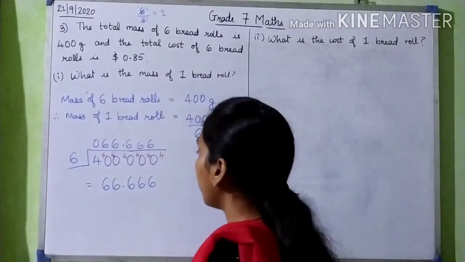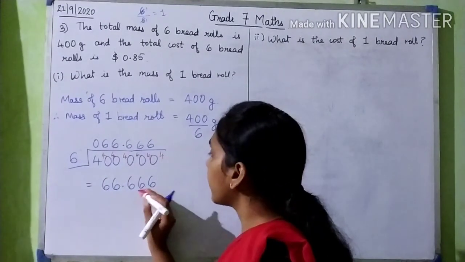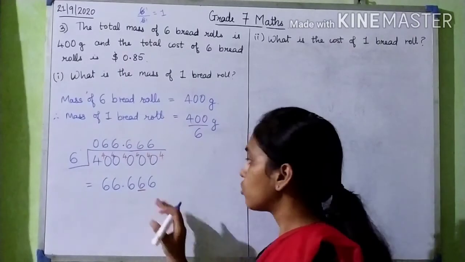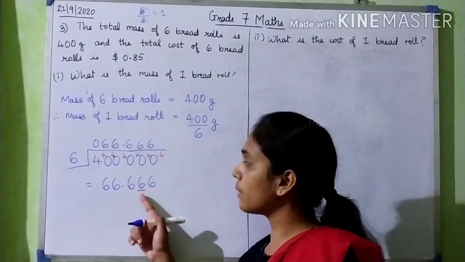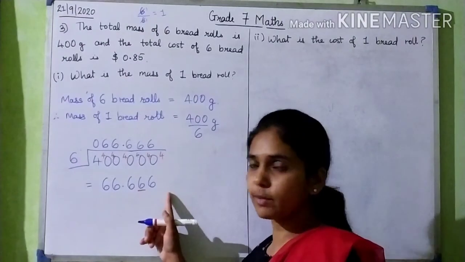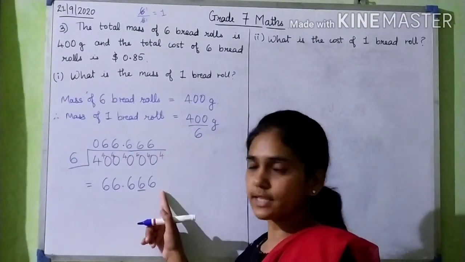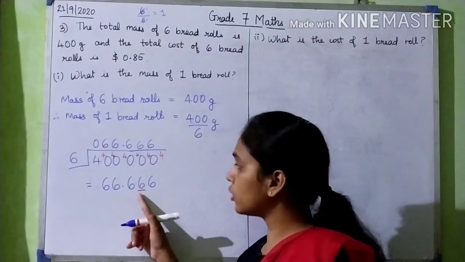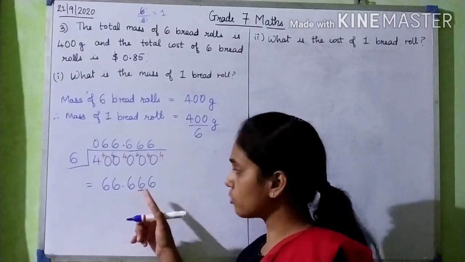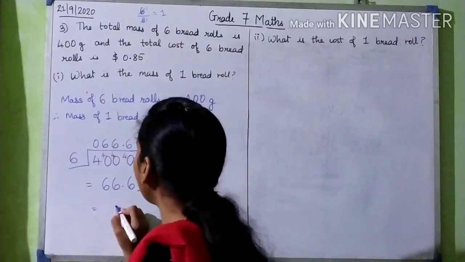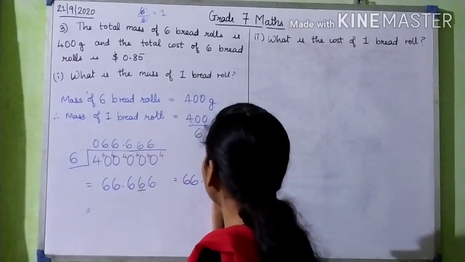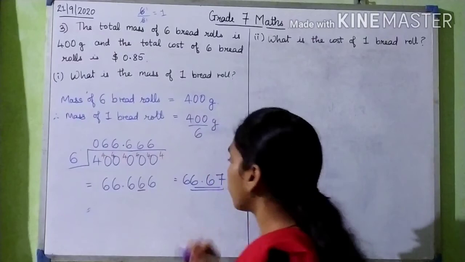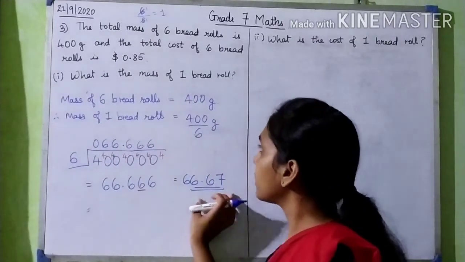Now we have to calculate it up to 2 decimal places only. So the second decimal place number is 6. So we need to check the number which is after the second decimal place. Here it is 6, and 6 is greater than 5, so we need to add 1 to this 6. So 6 plus 1 becomes 7. So this number on rounding becomes 66.67.